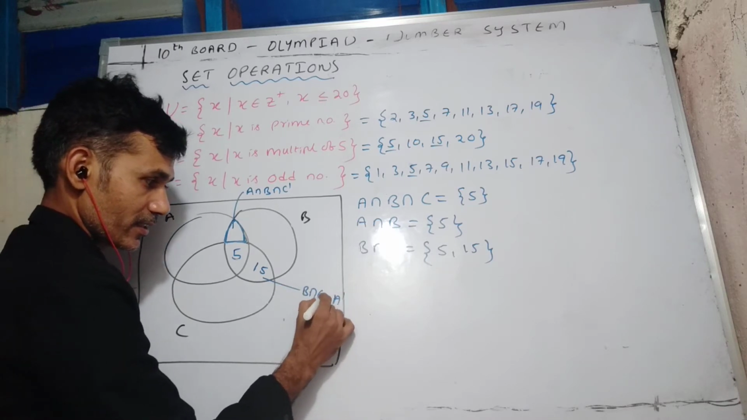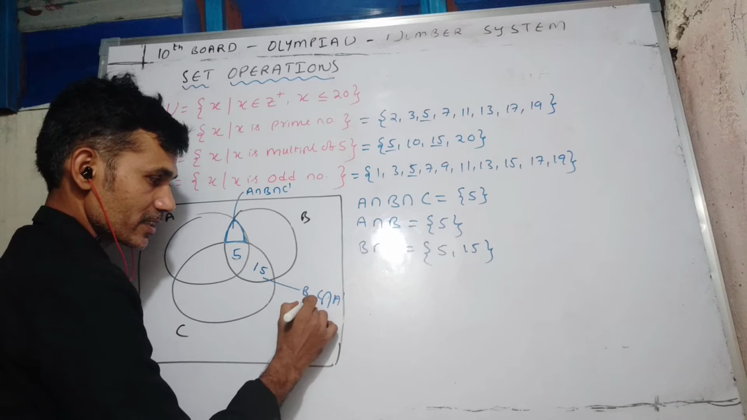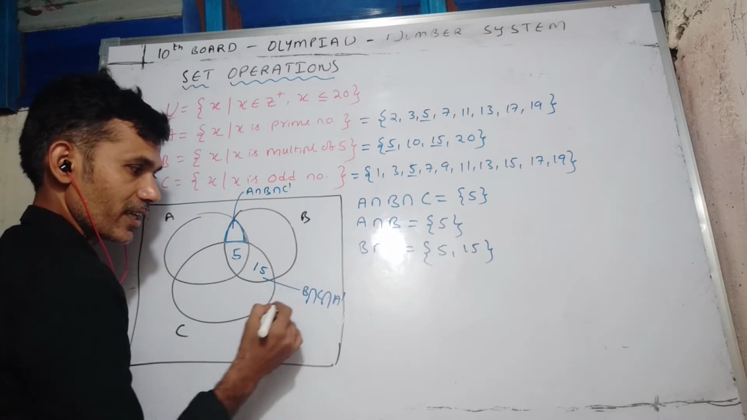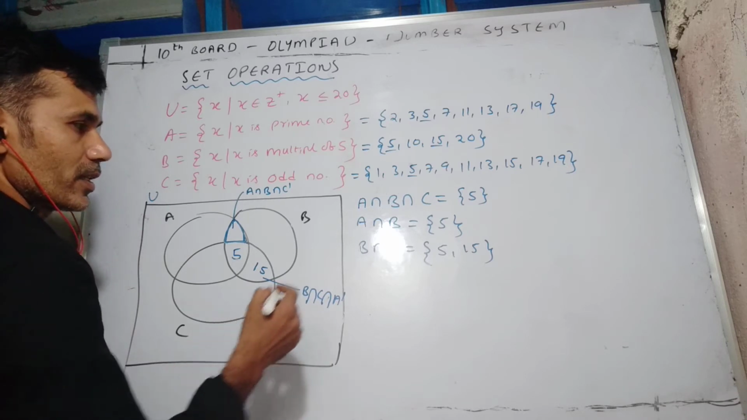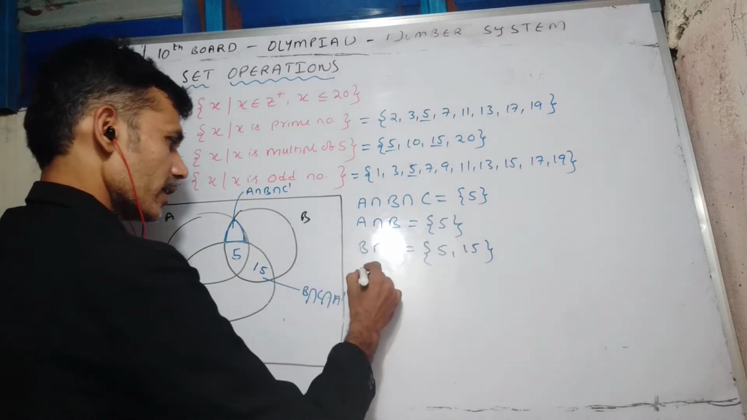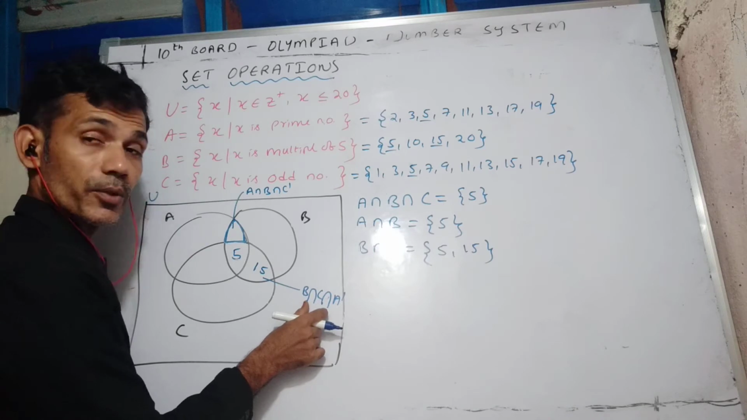B intersection C, which is multiple of 5 and odd number but not prime. A intersection C but not A, intersection A dash I wrote. Now B intersection C is over. Suppose in some word problem they may give it like this.